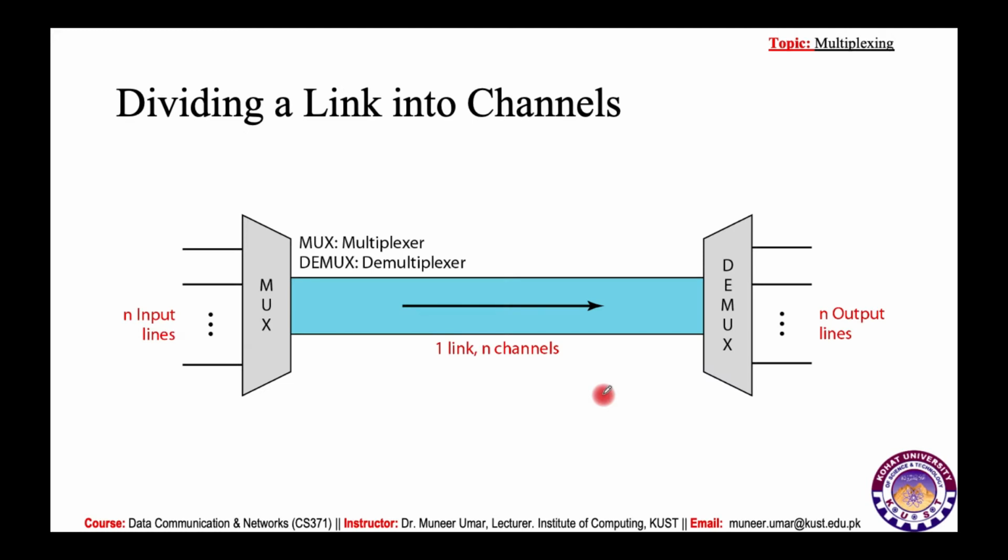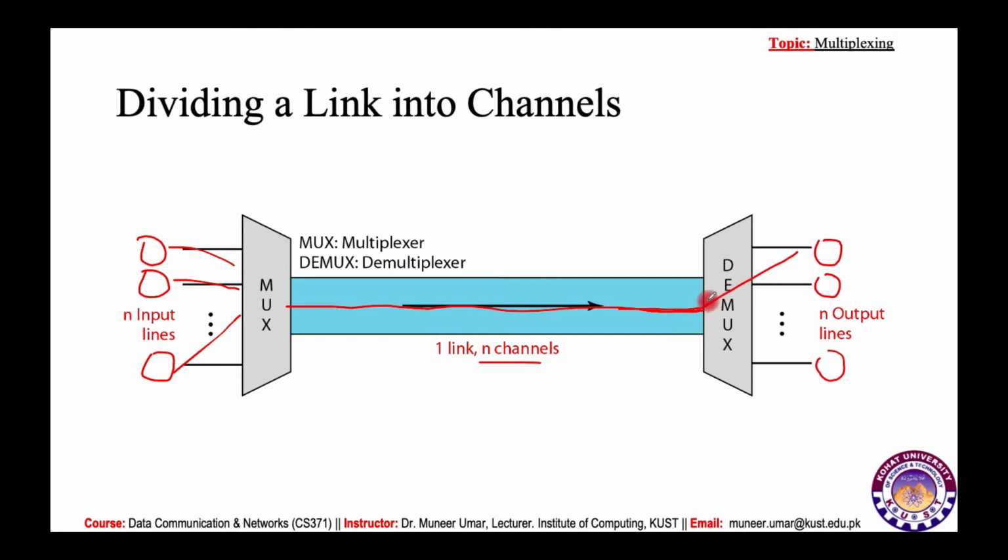This figure shows the dividing of a link into multiple channels. We have a single link or single medium between multiple devices at both ends. At one end, we have n number of input lines. These are the hosts or devices which are connected to a multiplexer. The signals from these devices are combined, and different channels are created in a single medium and transmitted at the same time. At the receiving end, the multiple devices are connected to a demultiplexer. The demultiplexer takes the data from a single link having n channels, divides the data according to these channels, and forwards the data toward the corresponding ends.